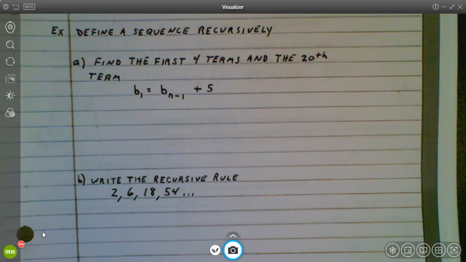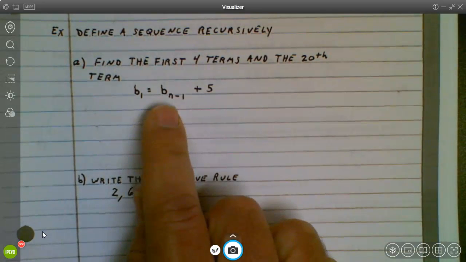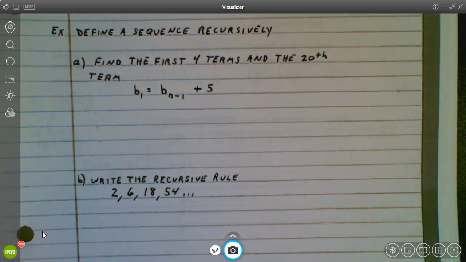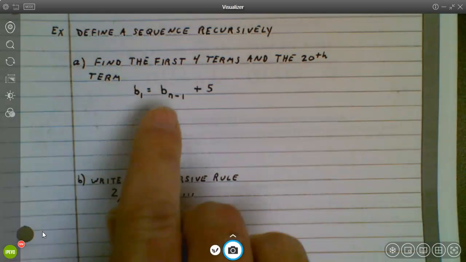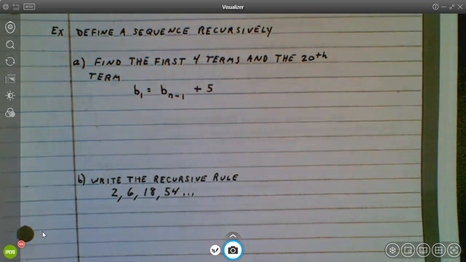So in this one, I don't know why they switch letters, because it's just confusing. That N, that's the same as what it was for K up above. And they switch letters on you. Different books use different letters. It doesn't really matter what the letter is. It's just a variable, right? So whether it's n or k or whatever, it represents a term number.